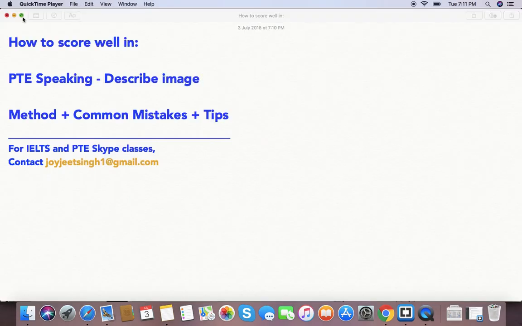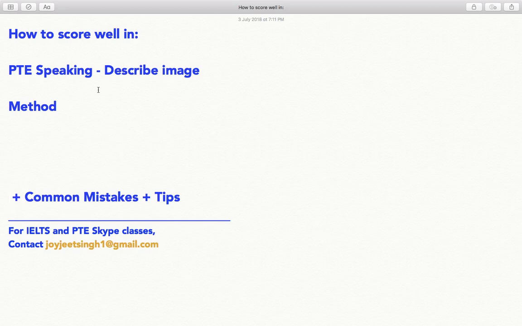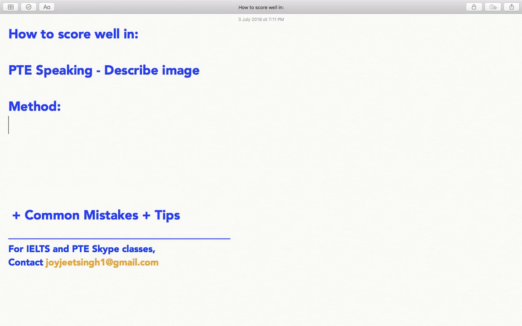Now let's talk about the method that you can follow in describe image. This method contains only three parts. It's a very simple method, so keep these 3 points in mind. The first thing you should say is an introduction. Introduction is what the image describes. So whatever is given to you, whatever the image shows, that part is the introduction.